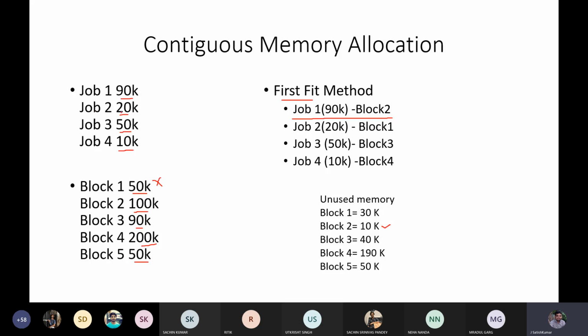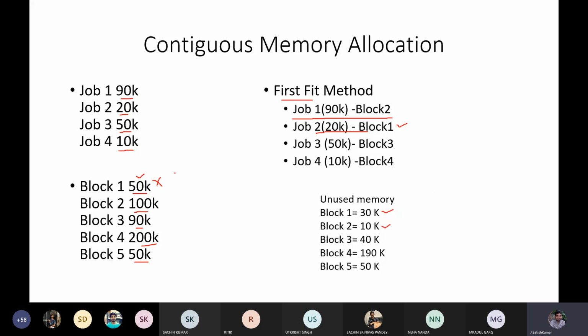Now job 2 will come. Job 2 needs only 20K. It will search starting from block 1. Block 1 is large enough. So block 1 is allocated to job 2. The unused space here is 30K, because 50 minus 20, 30K will be unused in block 1.